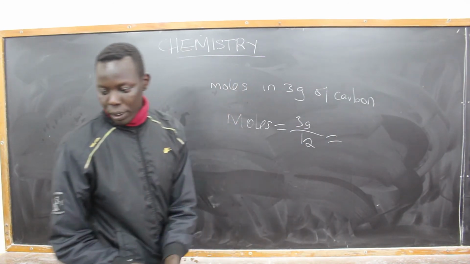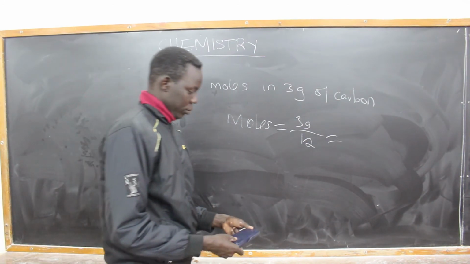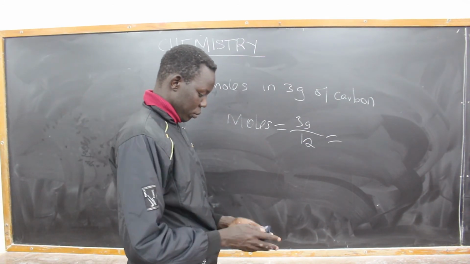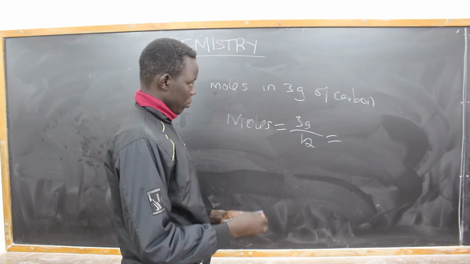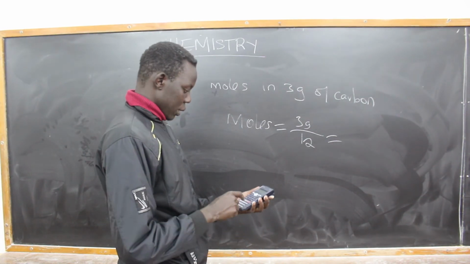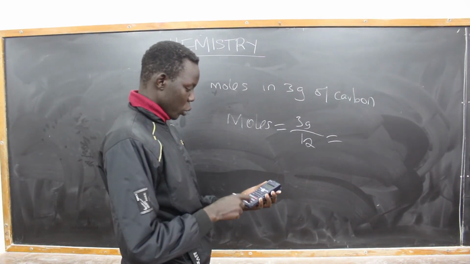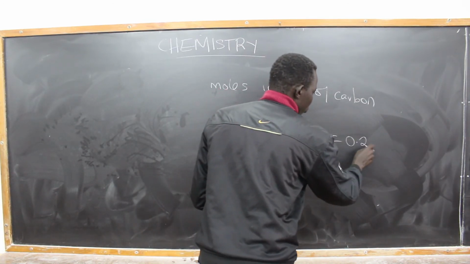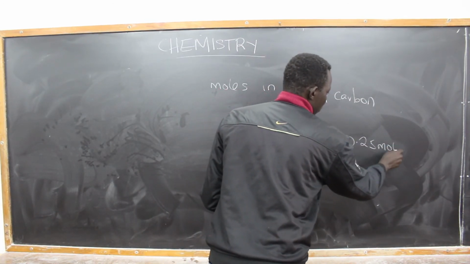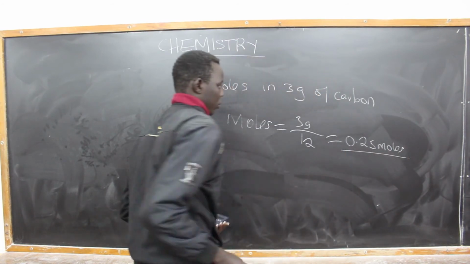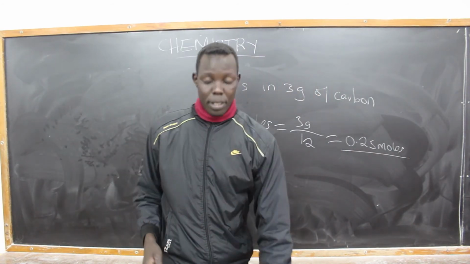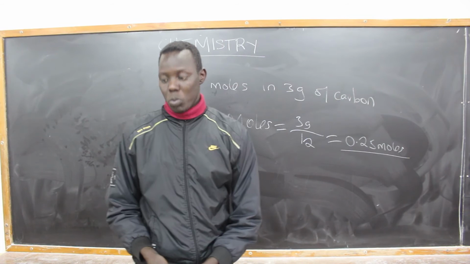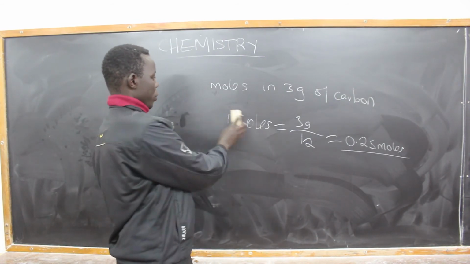You get, let me work it out, 3 divided by 12. I'm just doing it for your sake, otherwise I know. 0.25 moles. And someone says the question is hard. It's not hard, you just want to pass.